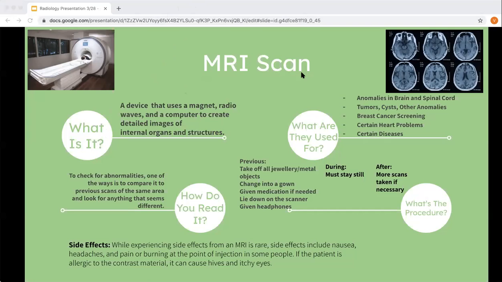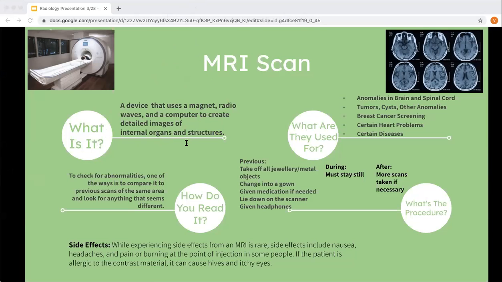So the first type of scans we're going to talk about are MRI scans. MRI stands for magnetic resonance imaging. An MRI scan is a device that uses a large magnet, radio waves, and a computer to create detailed images of inner organs and structures. You may have seen these in movies where the patient is moved into the machine for scans of their body and brain.